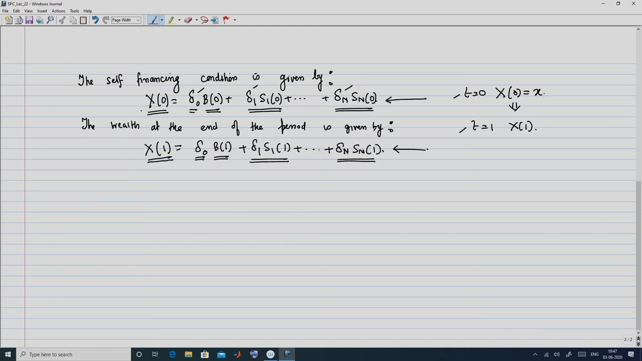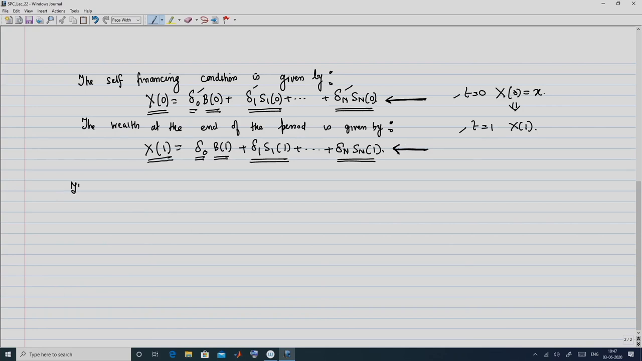Okay, so this is called the self-financing condition because the total investment must exactly match the amount that is available in hand. That means that the whole investment of delta naught, delta 1 to delta n must be completely self-financed by the money that is in hand without any external support.